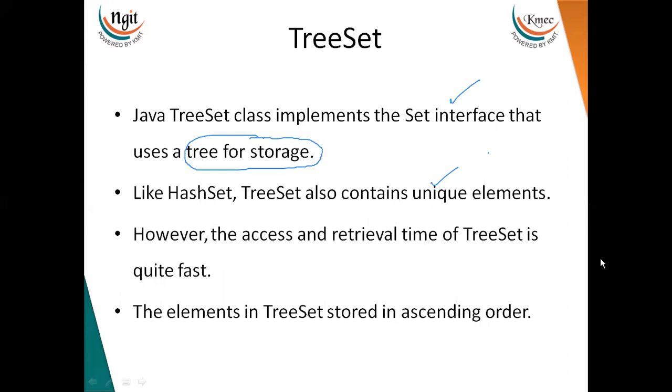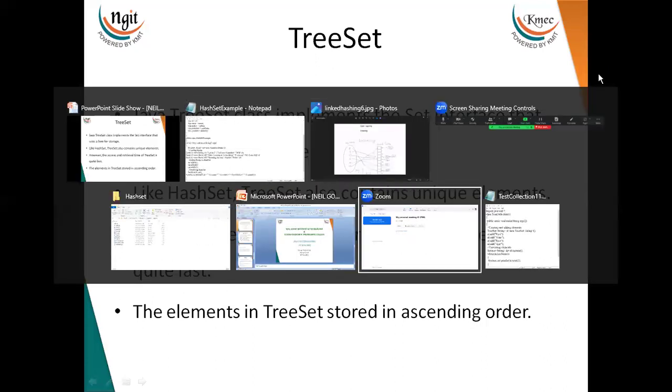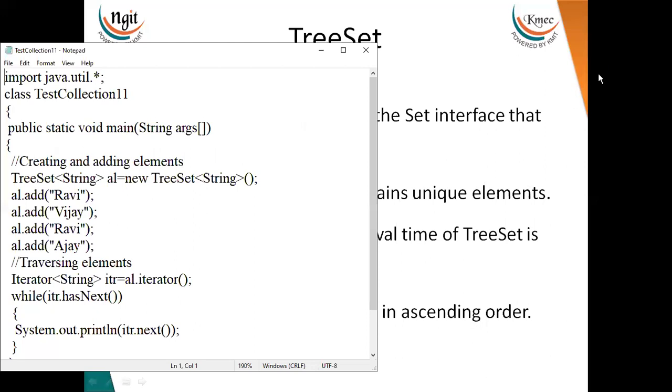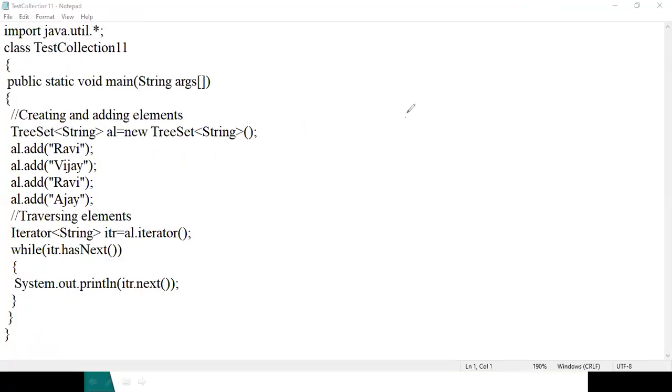Now, sir, can you show an example for the tree set? Of course, beta, give me 1 minute. So here you can see what I'm doing. I'm importing the required package. This is my class name and main method. Now I'm creating a tree set of string type. I'm adding different strings.